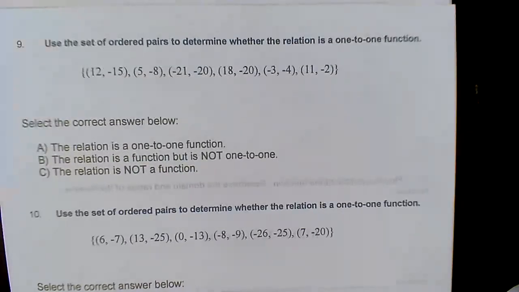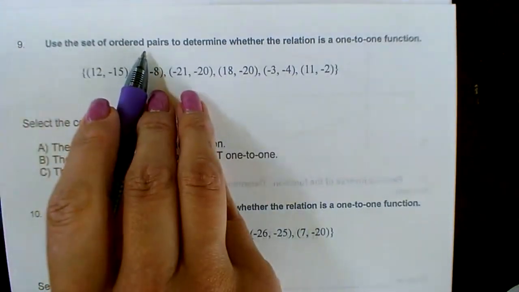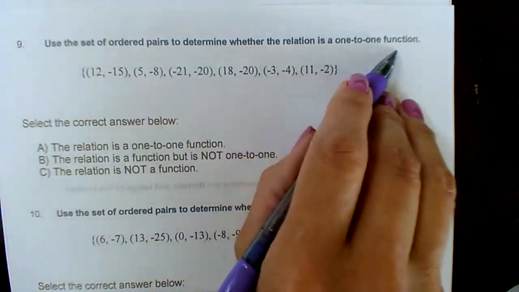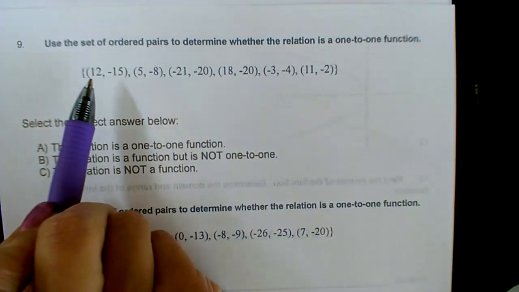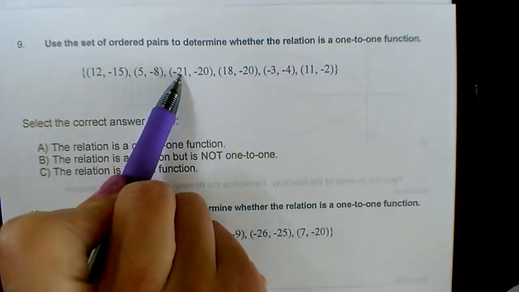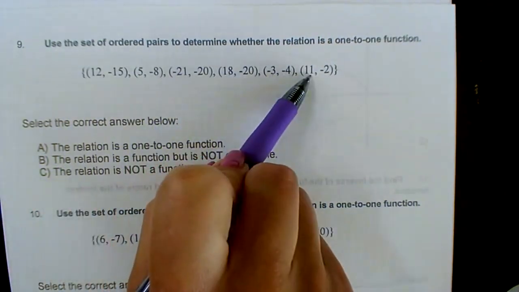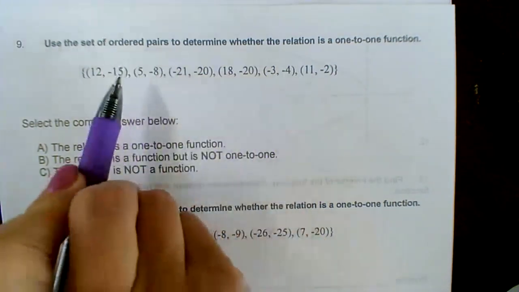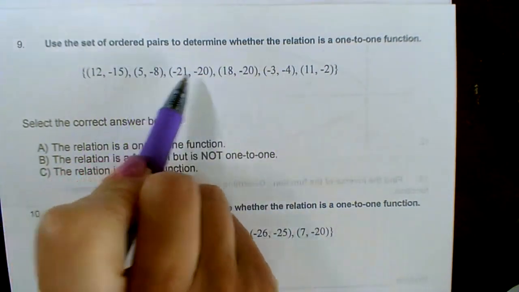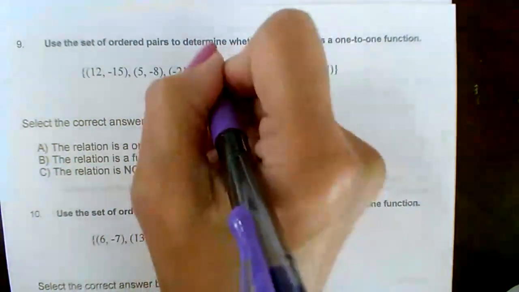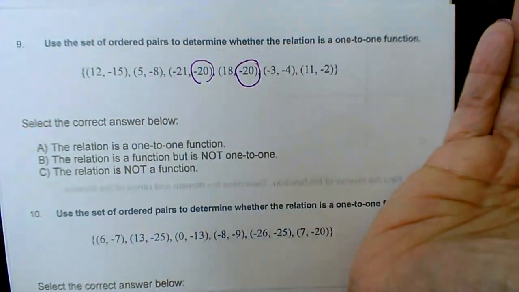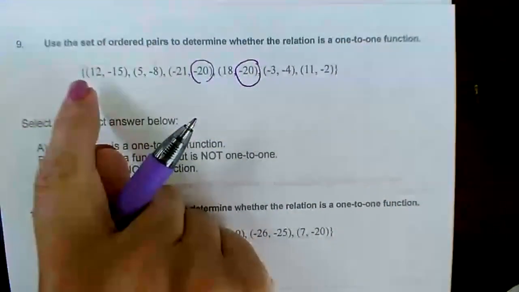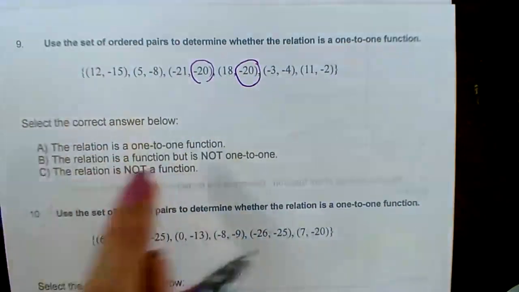Here's 9. It says to use the set of ordered pairs to determine whether the relation is a one-to-one function. So 12, 5, negative 21, 18, negative 3, and 11. All right, nothing repeats, right? Negative 15, negative 8, negative 20, negative 20. Right here. So it is a function, but it's not a one-to-one.